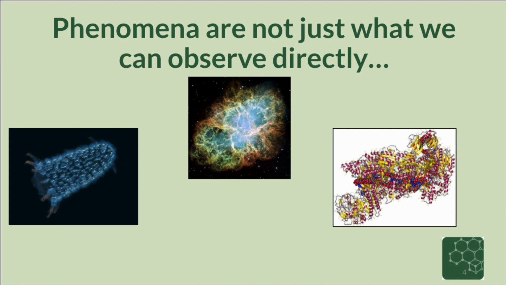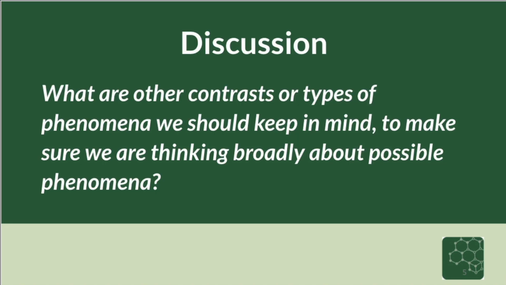It's valuable to think beyond Earth's surface and atmosphere too, and consider phenomena in outer space and in the deep ocean, phenomena that are on a macroscopic scale too vast for us to see without the aid of instruments and models, and on the microscopic scale too small to observe without powerful microscopes. So think about what other contrasts or types of phenomena we should keep in mind to make sure we are thinking broadly about possible phenomena.